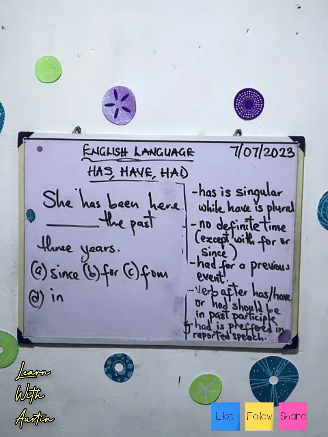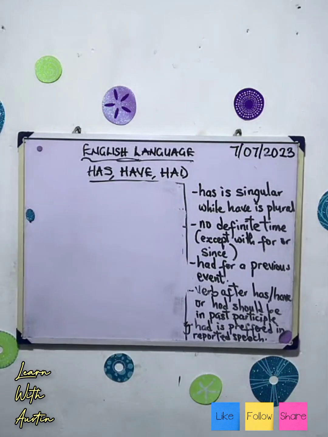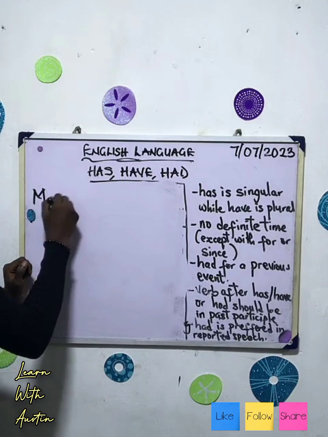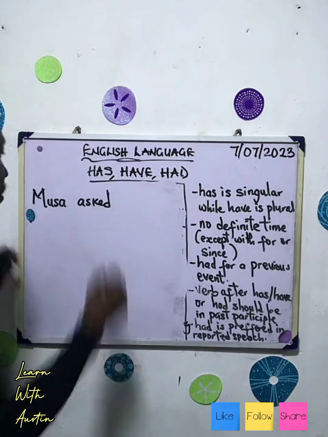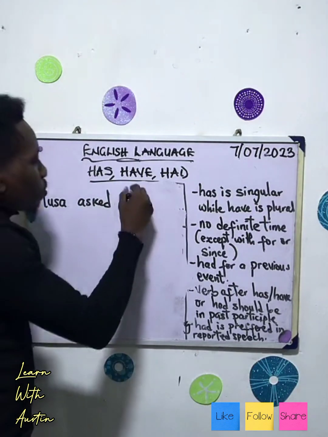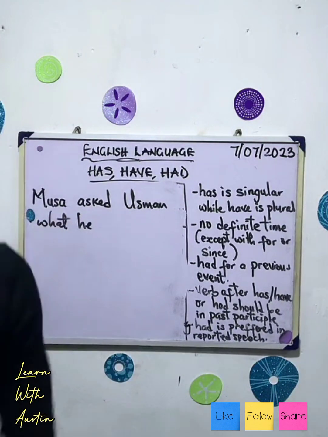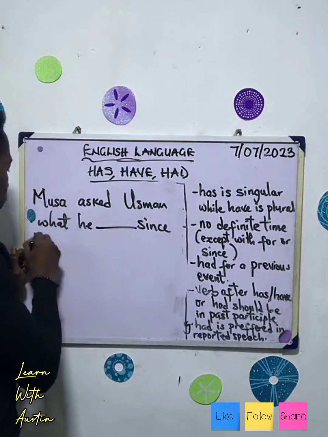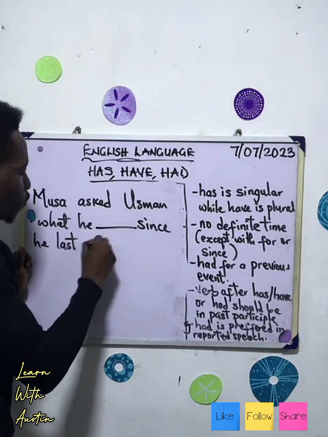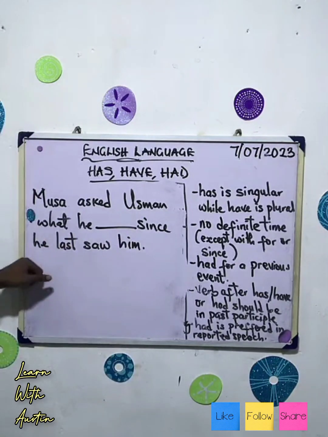The last one. Musa asked Usman what he does since he last saw him.